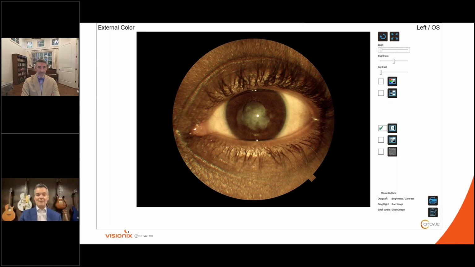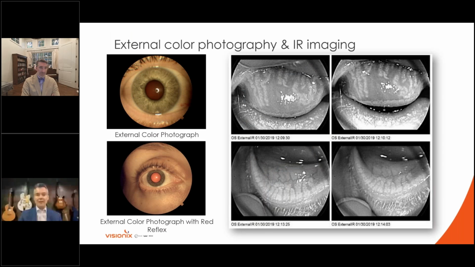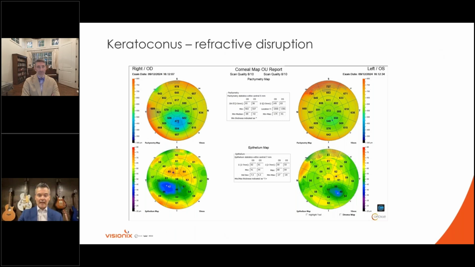Jeff, I love that description, and I love the fact that we have the ability to share this imaging with our patients so that they can understand this a little bit better as well. So as we start thinking about the other things that we can do, and this is all done on the OCT, you can actually take meibography on the OCT as well.